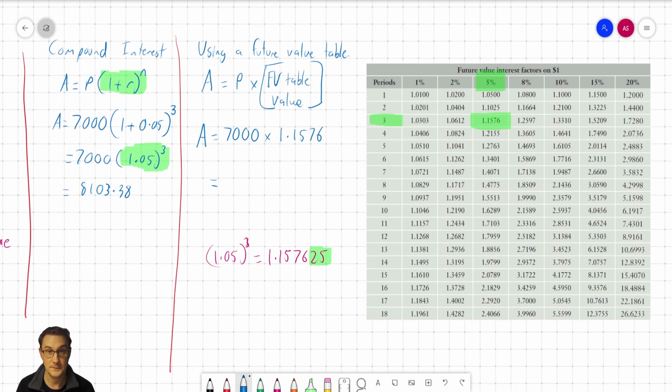So now working this out, we end up with $8,103.20. So you can see there's that slight difference in the cents. We've gone from 38 cents to 20 cents because of that rounding difference, which has occurred in the future value table. But this is another way compound interest can be calculated over time.